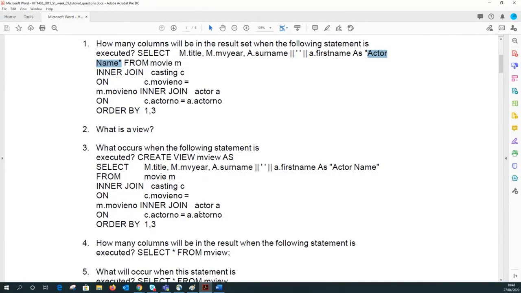How to answer it? It's actually nothing much. What it is doing here is the database management system will create an object called mview. So mview is a view object, and it contains the SQL statement as indicated in this question. That's about the answer.